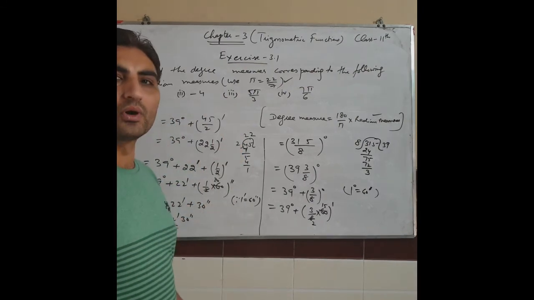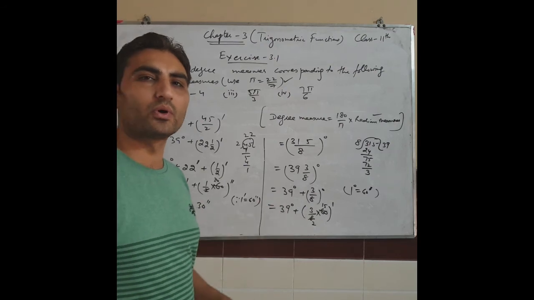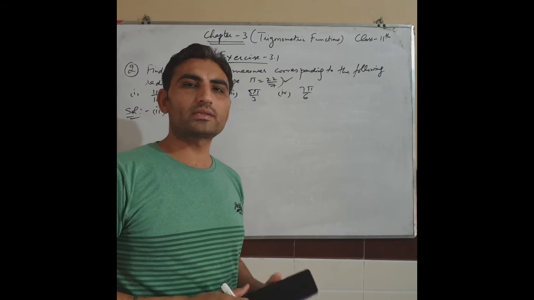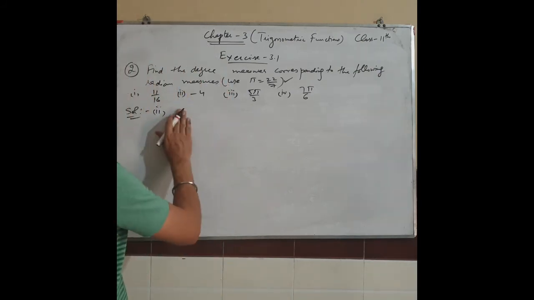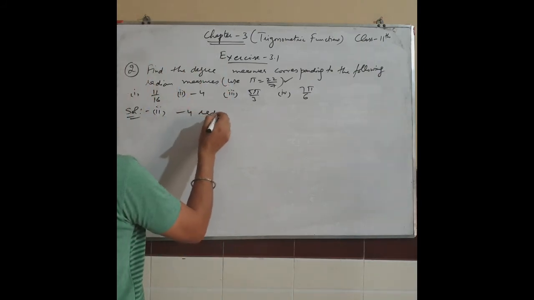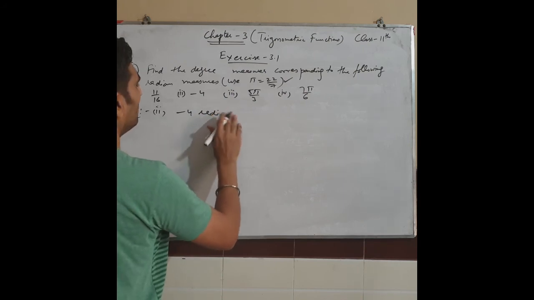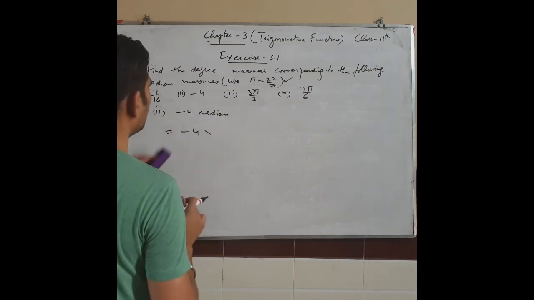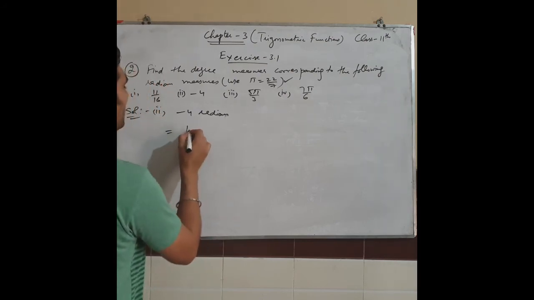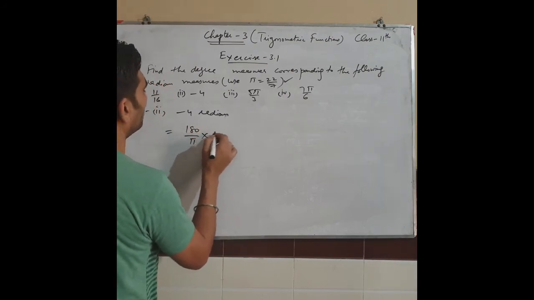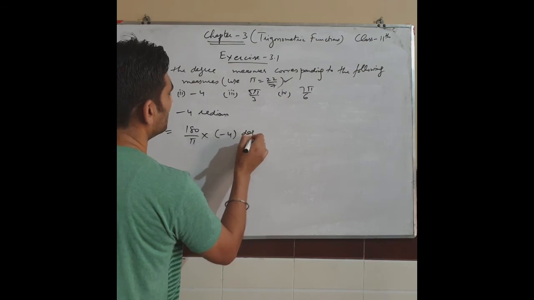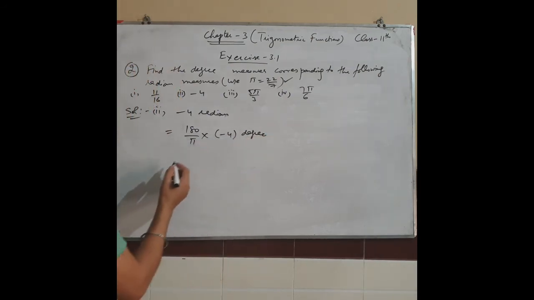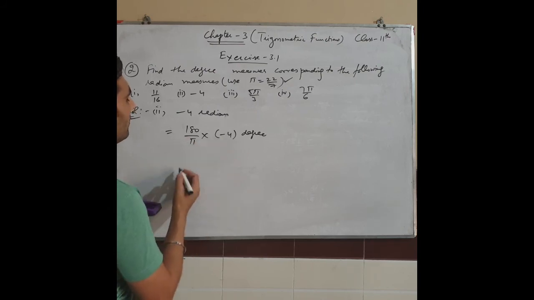It is minus 4. See how we solve this: minus 4 radians, and convert it into degree measure. Students, in part 2 we have minus 4 radian, and let's convert this into degree measure. Minus 4 into 180 over pi degrees. I told you the conversion in the first part, so you have to write it in this way. Just multiply it with 180 over pi.